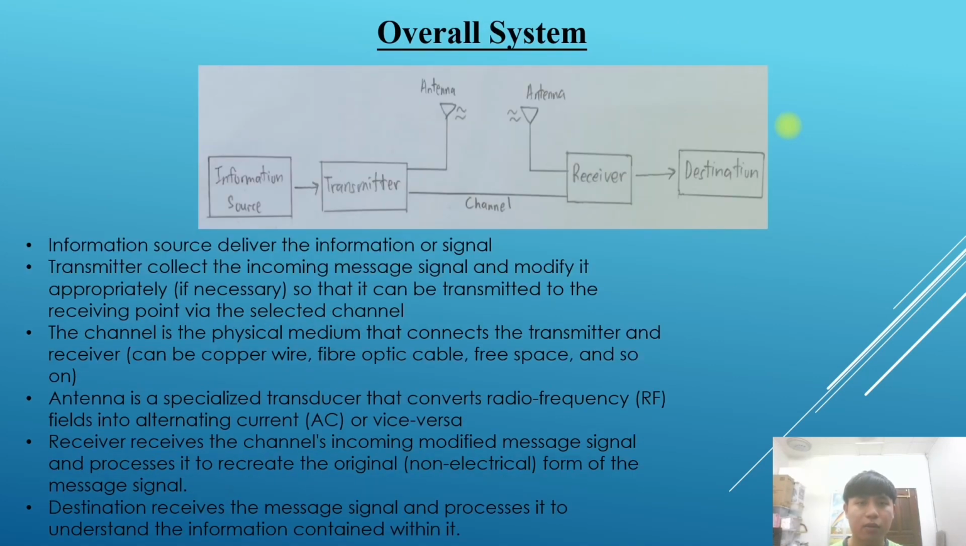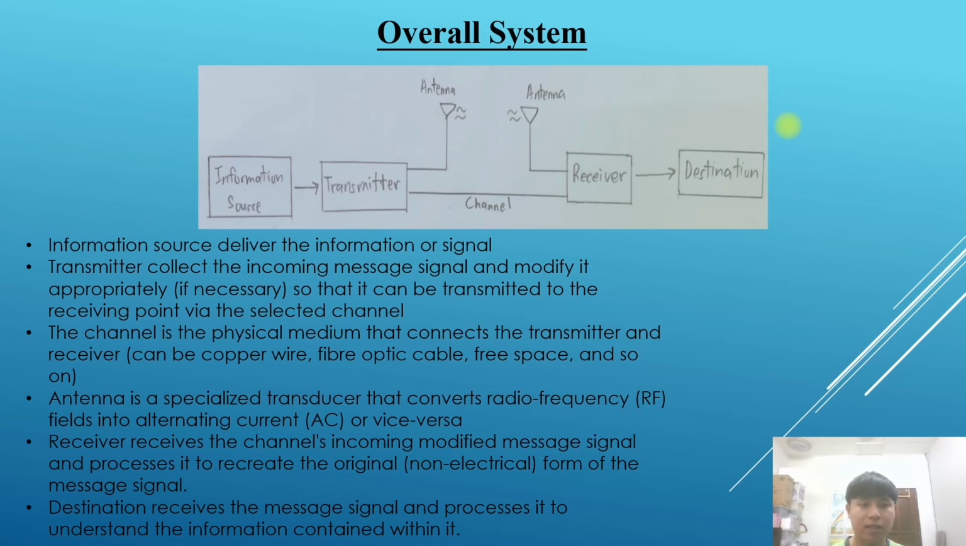Next, this is our overall system block diagram. The information source will deliver the information or the signal. The transmitter collects the incoming message signal and modifies it appropriately if necessary, so that it can be transmitted to the receiving point via the selected channel. The channel is a physical medium that connects the transmitter and receiver. It can be copper wire, fiber optic cable, free space, and so on.